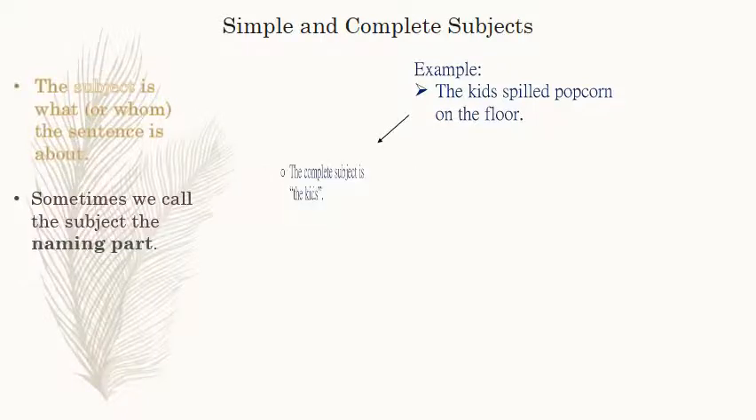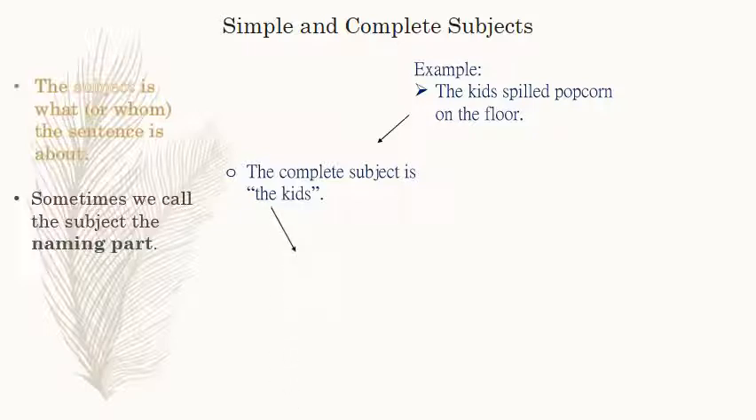Okay, the complete subject. If you notice that we said the kids, we had more than one word in the subject. So all the words that are found in the subject make the complete subject. All the words that are found in the subject part make the complete subject.